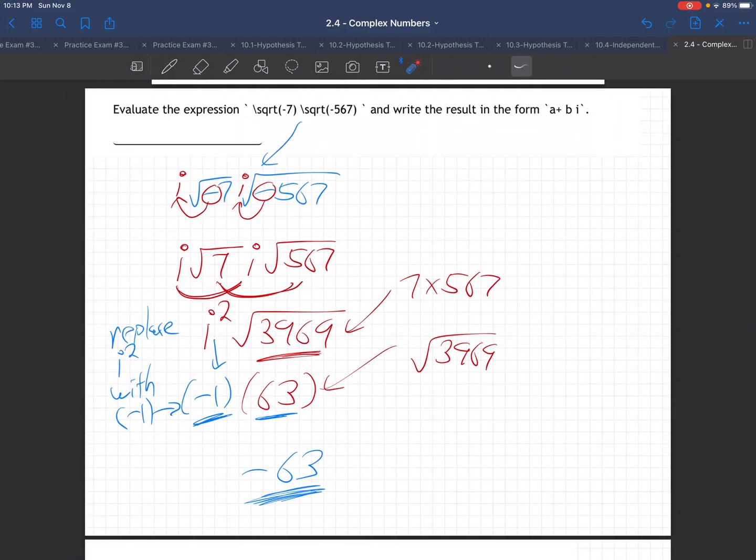So again, what did we do? Negatives in the roots came out as i's. And then the roots were normal now. No more negatives. So we just did i times i to be i squared, and the number times the number, big old number, then square rooted it. And i squared, we never leave. We replace with negative 1. So then it's negative 1 times 63. It's negative 63.